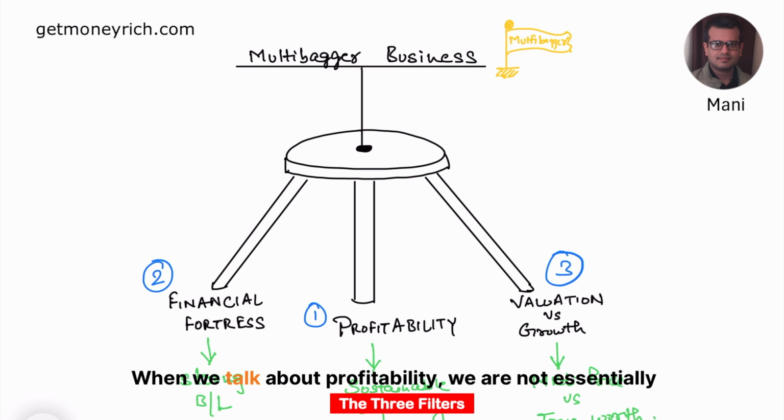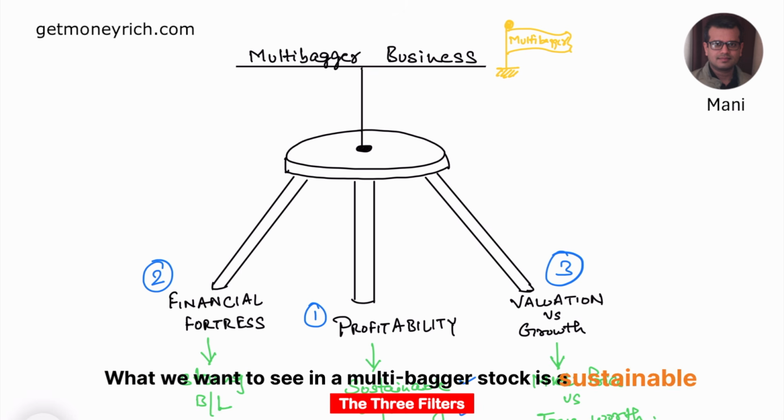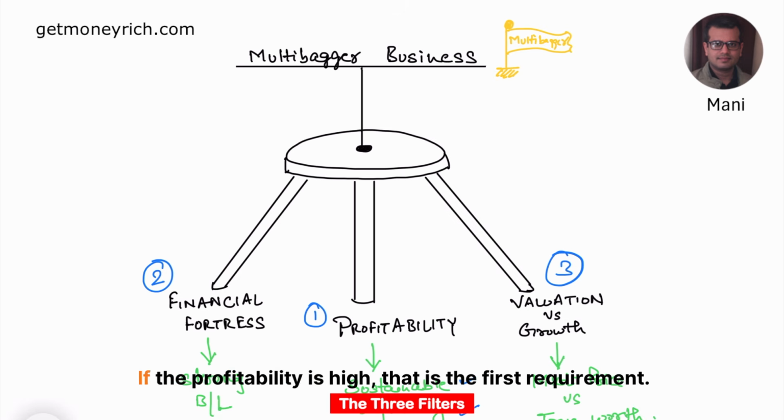When we talk about profitability, we are not essentially talking about only a stagnant value of profitability. What we want to see in a multi-bagger stock is a sustainable and growing profitability. If the profitability is high, that is the first requirement.